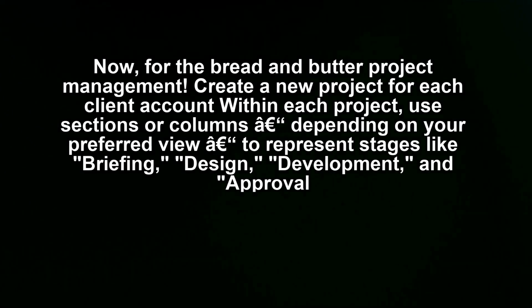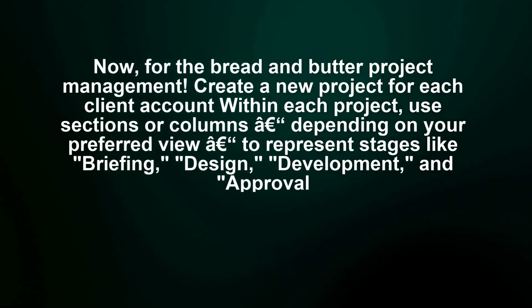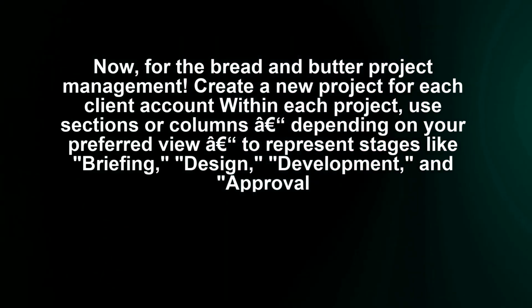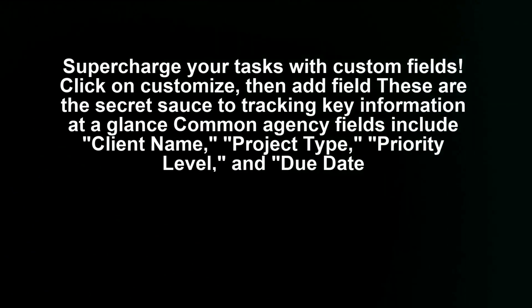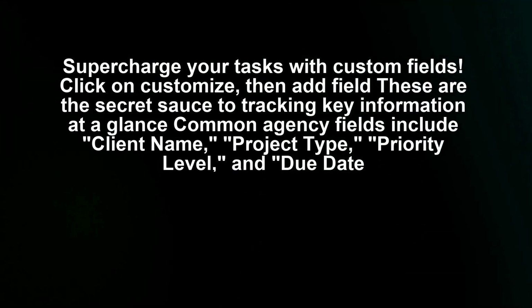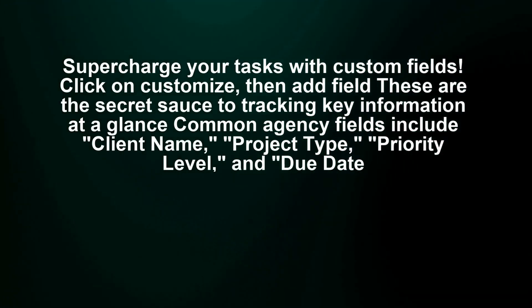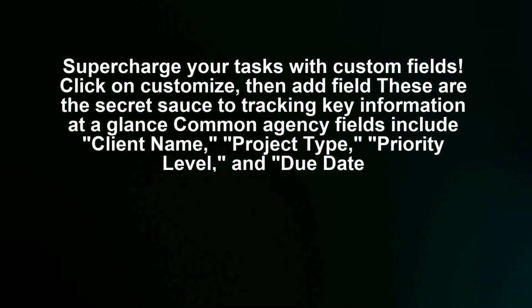Within each project, use sections or columns, depending on your preferred view, to represent stages like briefing, design, development, and approval. Supercharge your tasks with custom fields. Click on Customize, then Add Field. These are the secret sauce to tracking key information at a glance. Common agency fields include client name, project type, priority level, and due date.